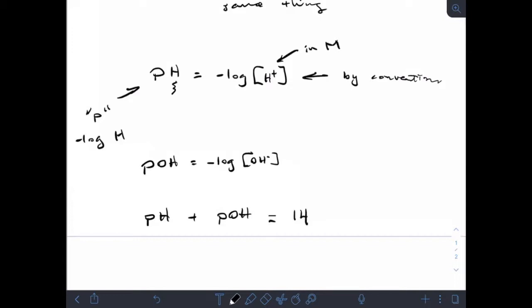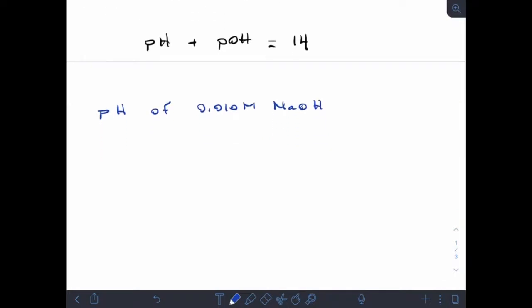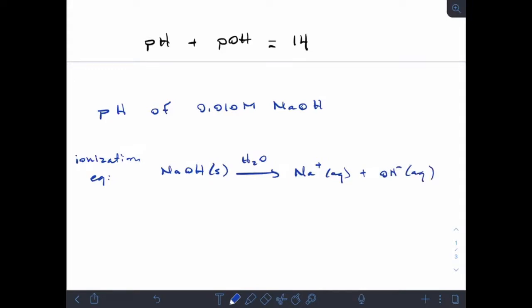All right, so let's do a quick little example. Find the pH of a solution that is 0.01 molar NaOH. Okay, so I can write an ionization equation for this. We put some solid sodium hydroxide in water, and what it does is it ionizes to Na+ aqueous plus OH- aqueous. And because we have a 0.01 molar solution, that means that the concentration of OH- is 0.01 molar. That should be a capital M.